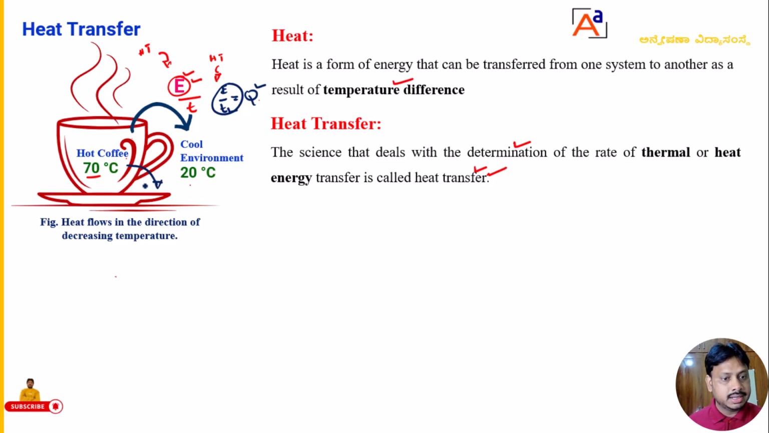Hence the direction of heat flow is from hot coffee to the surrounding. So if you call it a system, then we can say heat is transferring from the system to the surrounding. According to thermodynamics, you can give the direction for the heat energy. This is one live example to understand what heat transfer actually is.